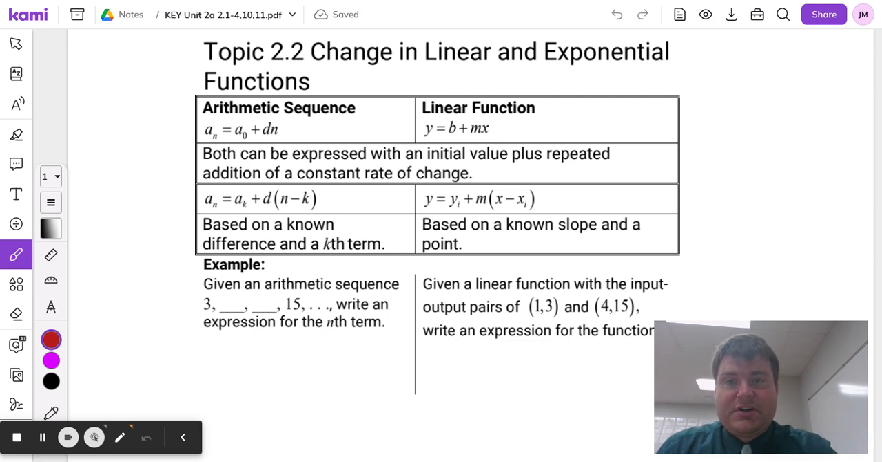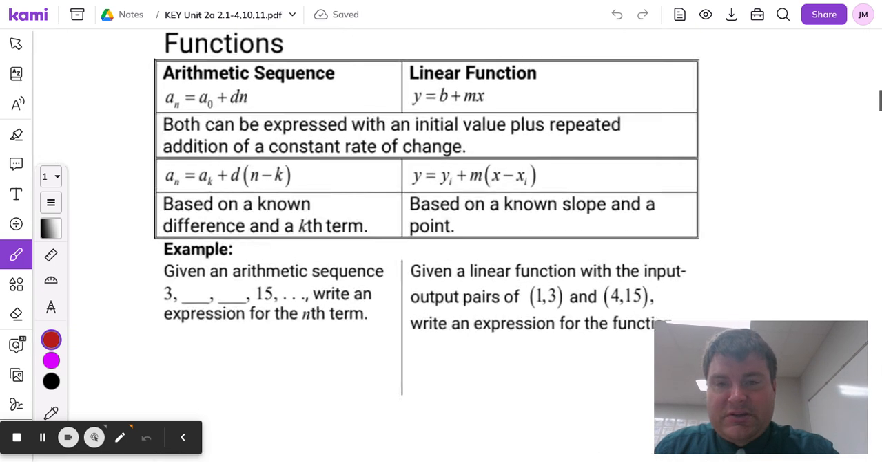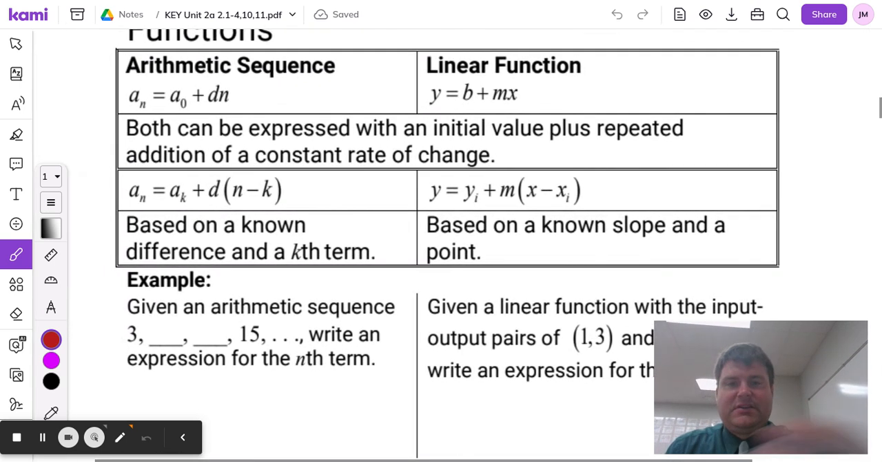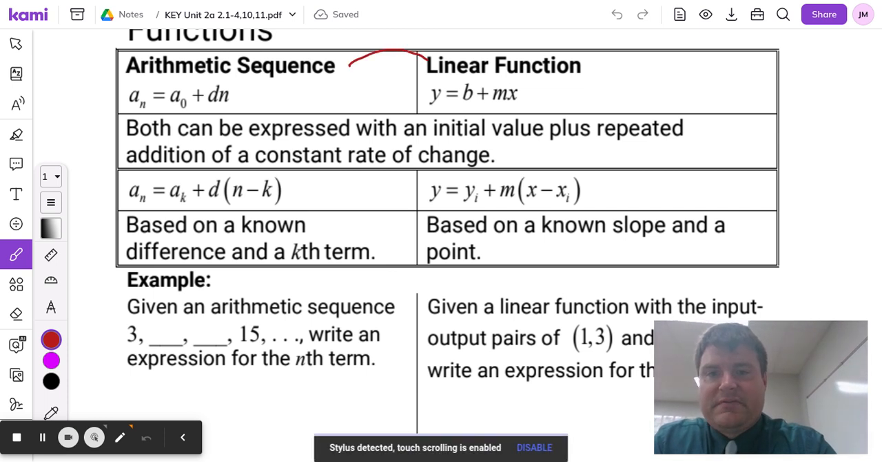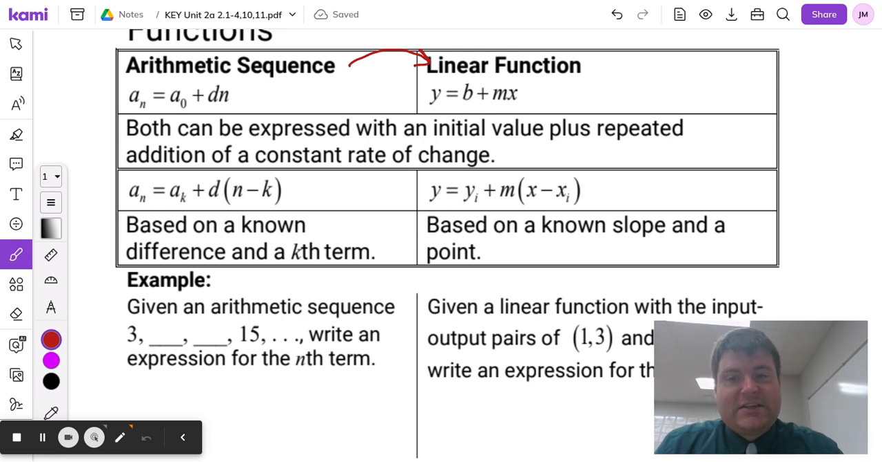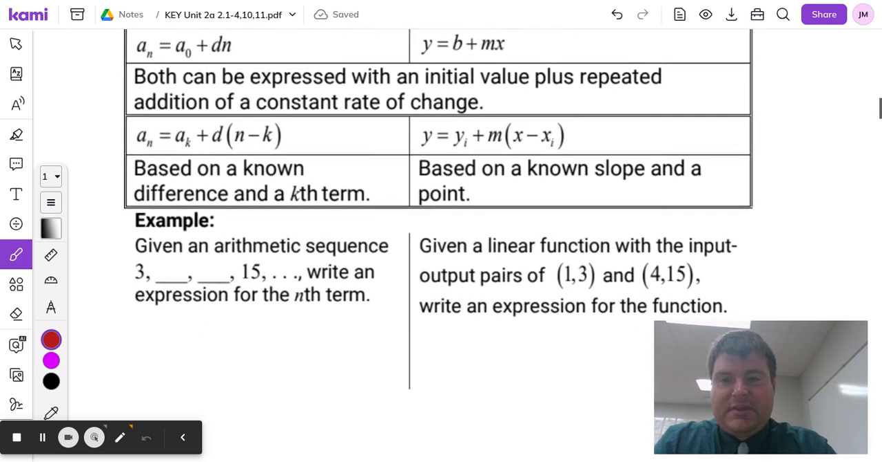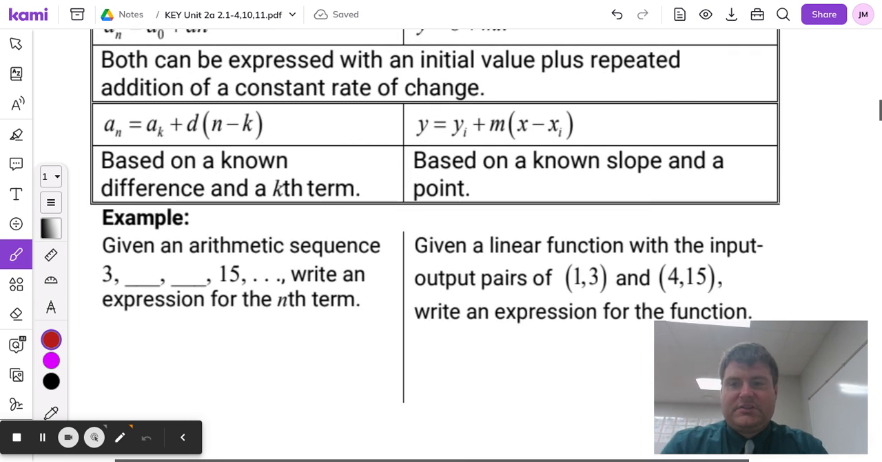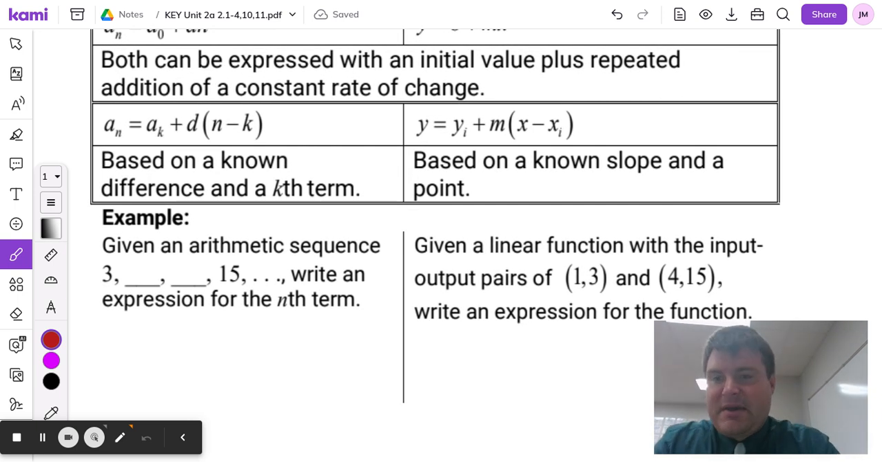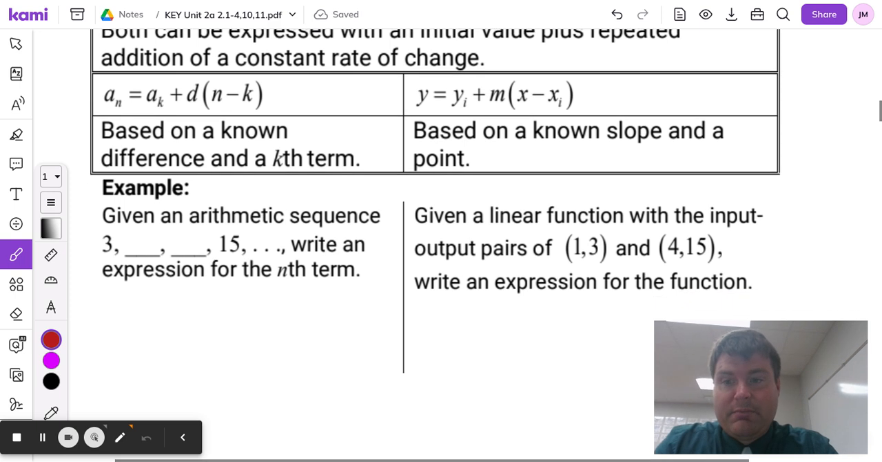So first things first here is for my arithmetic sequence. You can see the equation there and how it relates to the linear function. Essentially, these are very similar, where the a sub n is like my y value, the d is my slope, the n is my variable, and then the a sub 0 or a naught value is my initial y value. And we can also express both of these as different forms. On the left I have my form based on a known difference from the kth term, and on the right that's based on knowing the slope at a point, also known as point slope form.